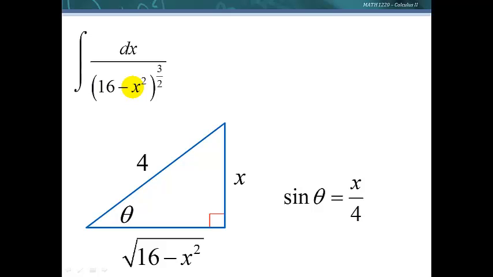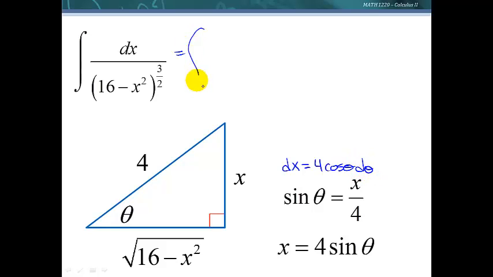We could multiply both sides by 4, and we would have our substitution, x being 4 sine theta. Now if we go ahead and do the substitution here, we can see that we need dx. So let's go ahead and find dx. That's going to be 4 cosine theta d theta. So we're going to replace dx with 4 cosine theta d theta. And then we're going to rewrite in radical form. So this is going to be 16 minus, here's our x. Our x is 4 sine theta. It needs to be squared.